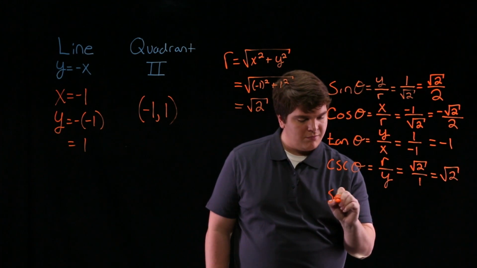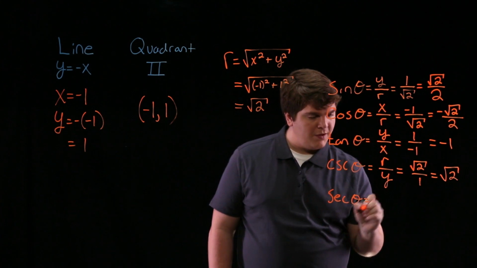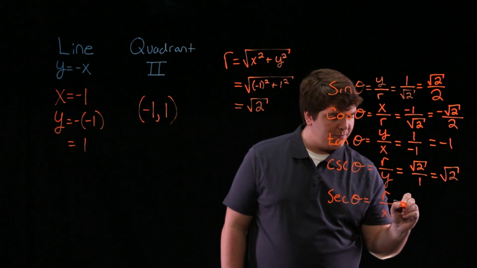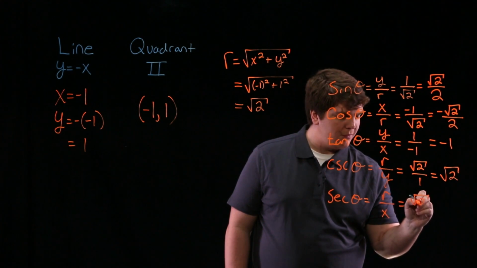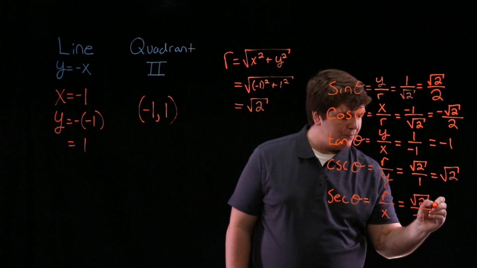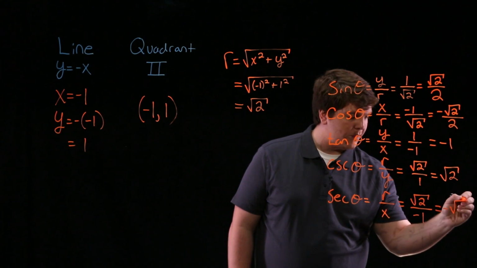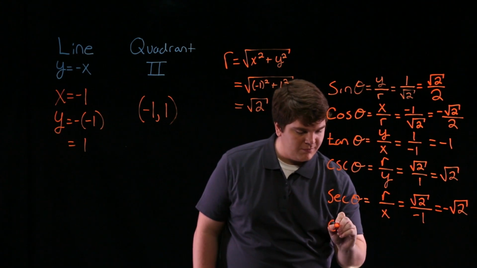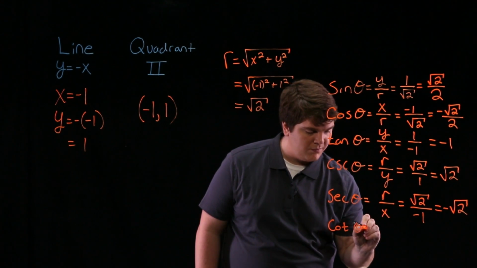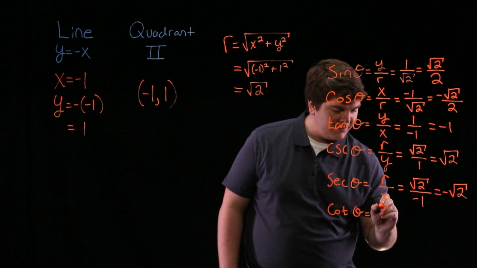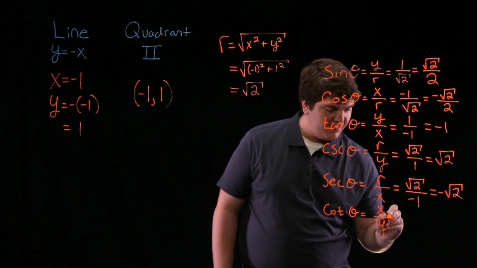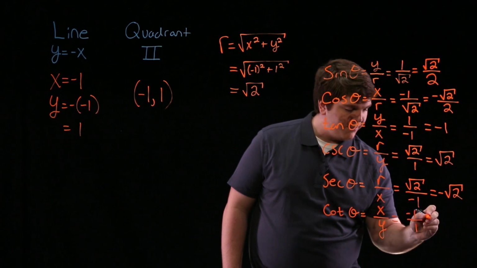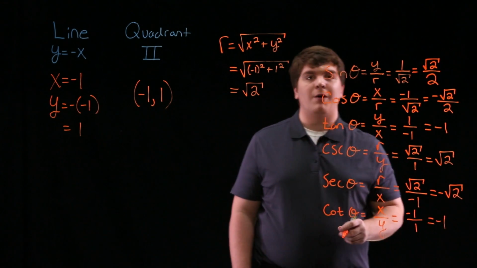Secant of theta is equal to r divided by x, which is the square root of 2 divided by negative 1, which is equal to negative square root of 2. And finally, cotangent of theta is equal to x divided by y, is equal to negative 1 divided by 1, which is equal to negative 1.